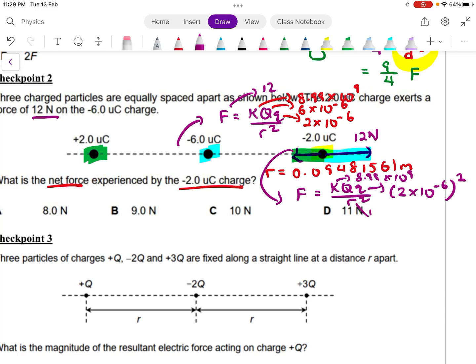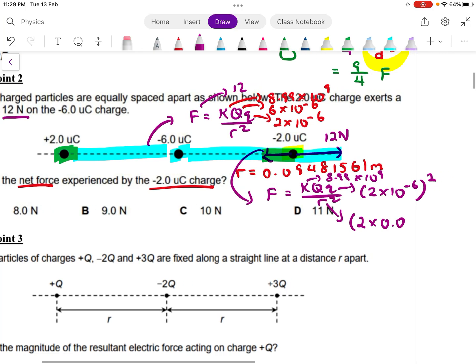Then what about the R squared? Because they say the distance is the same, from here to here is 0.0948, and from here to here is also 0.0948. So you just need to do 2 times 0.0948, bracket the whole thing squared. You will notice that your attractive force, which is rather weak, is about 1 Newton.